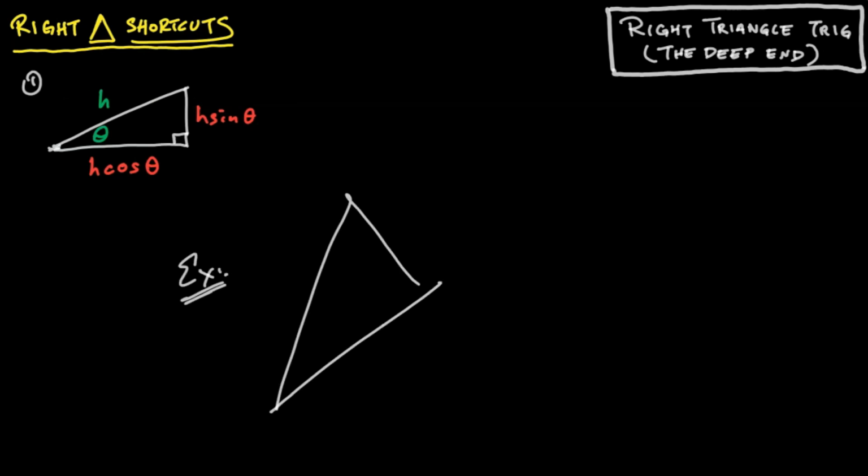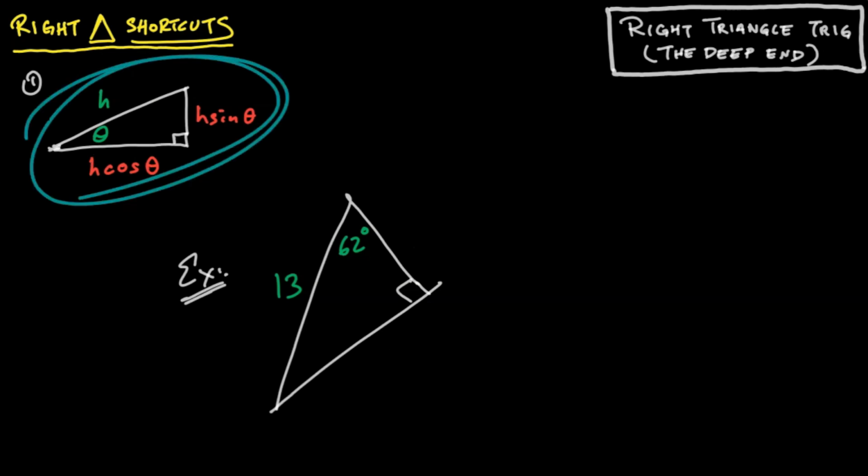Let's say we have some right triangle, and I know its hypotenuse is 13, and I know one of the acute angles in it is 62 degrees. What are the other two sides? I do not want to give them names and then call on SOH CAH TOA and all of that. I just want to be able to write them down at once, just like we did with the Pythagorean theorem. Well, I can do that now because I have this simple shortcut.